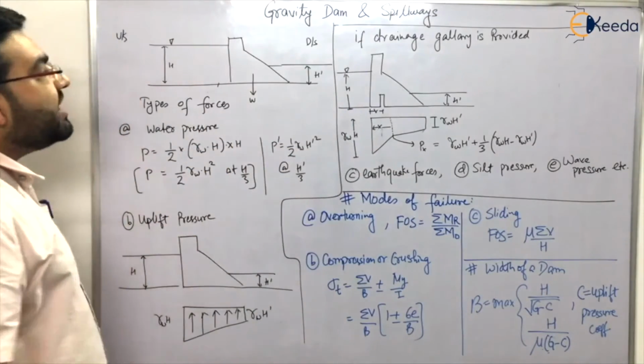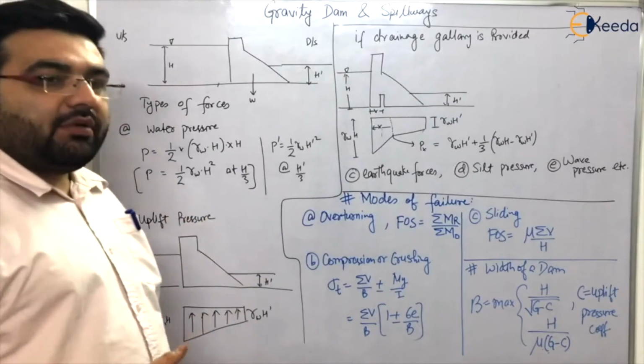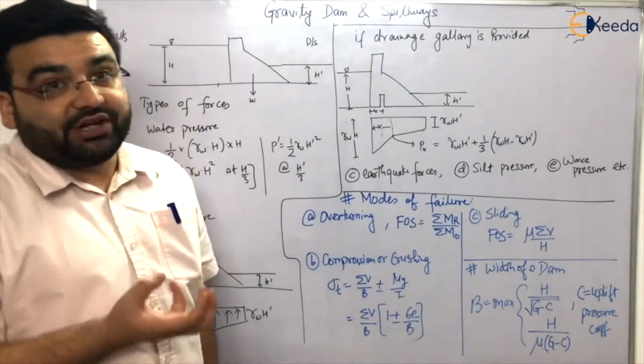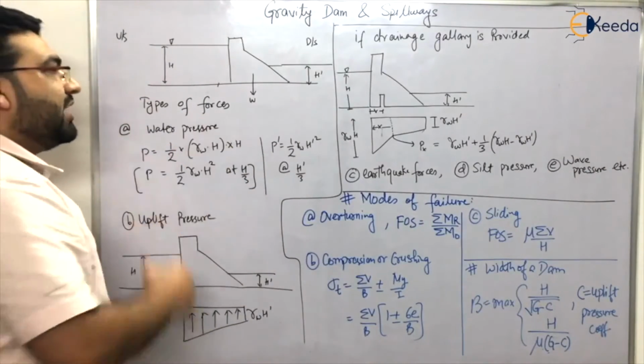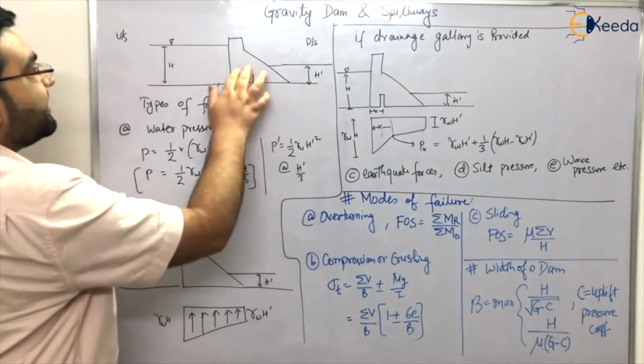So what is a gravity dam? It is a type of dam which is stable just due to its weight. A very heavy structure which is stable due to its weight is known as a gravity dam. Clear? So let us say this is a gravity dam.